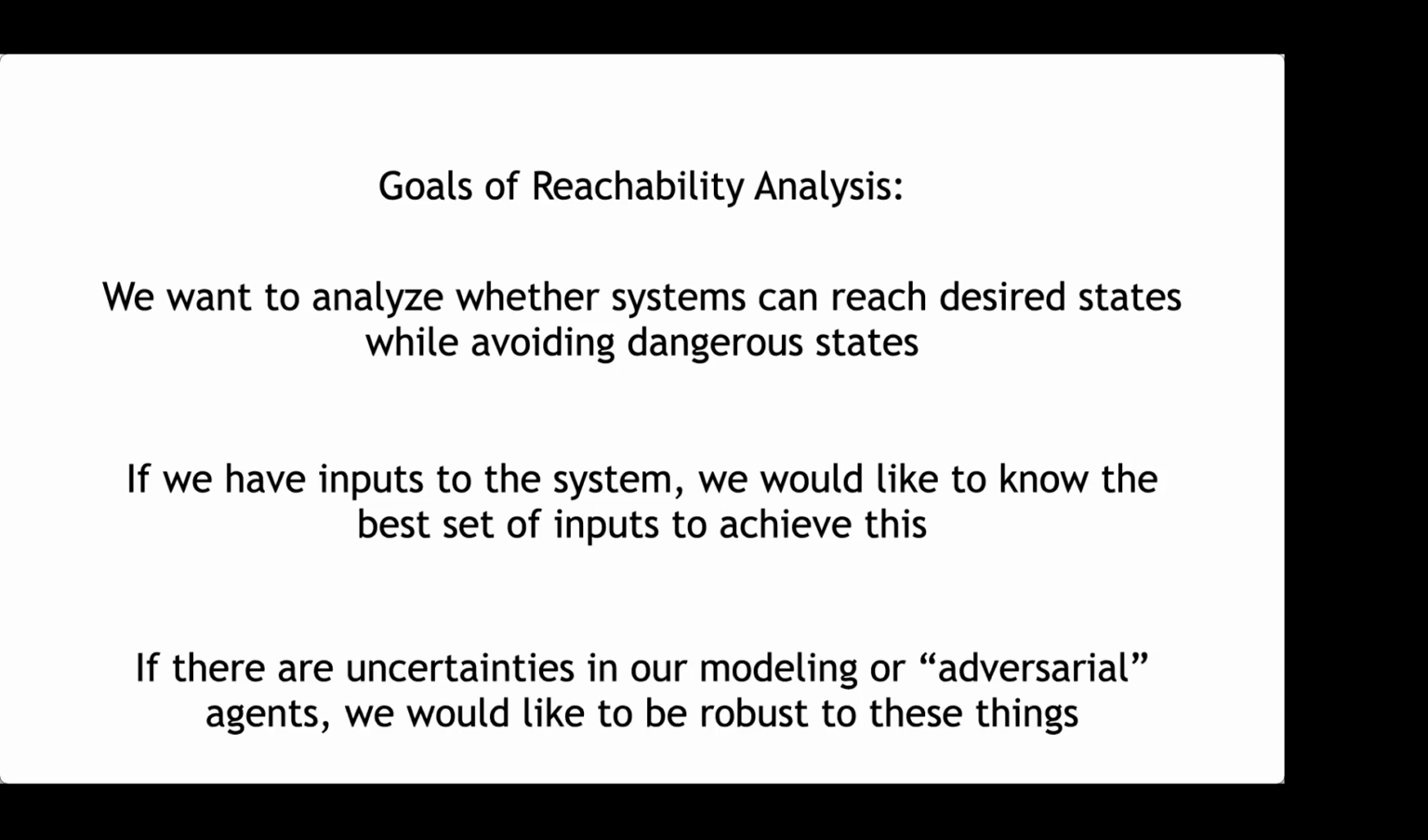And then finally, if there are uncertainties in how we're modeling stuff, or if there are adversarial agents, so if we have things that are working against us, that maybe keeping us from trying to achieve our goals, we'd like to be robust to these things. This comes up, I imagine, a lot on the biological system side, where we cannot model everything perfectly.